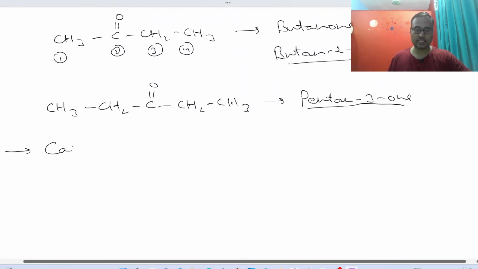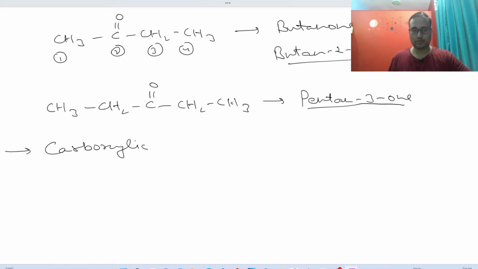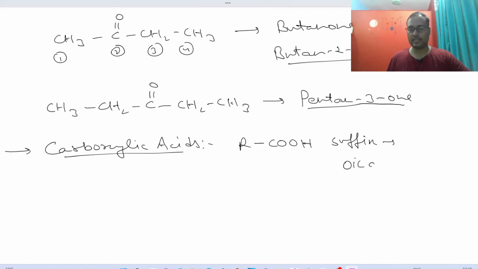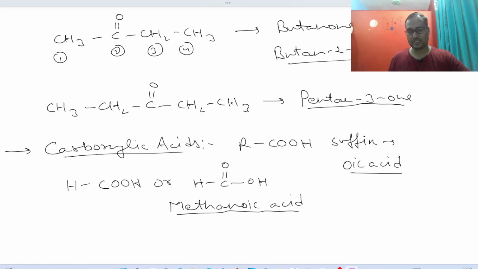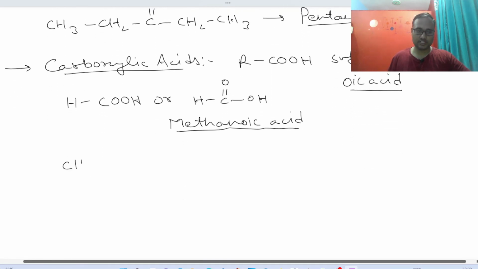And the last is the carboxylic acids. We can write down the general formula of carboxylic acid as RCOOH, and the suffix which is used in their cases is oic acid. So the first or the simplest carboxylic acid is HCOOH, or we can represent it like this also, H-C double bond O-OH. The common name of this compound is formic acid, and according to IUPAC we can name it as methanoic acid. E is being substituted with oic acid, so this becomes methanoic acid.